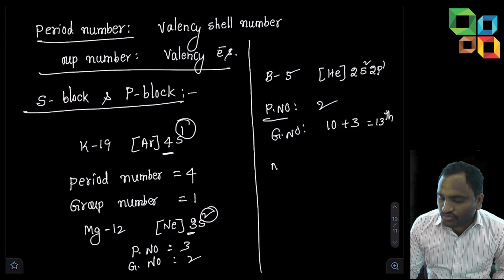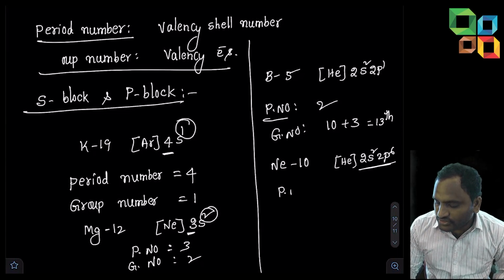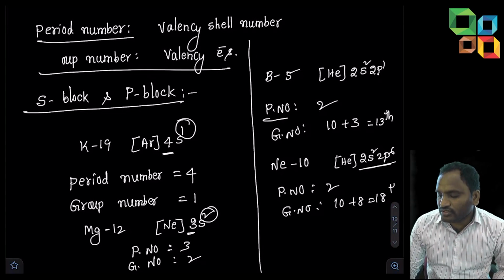Next, if you take neon, atomic number 10, helium, then also you can write 2s2, 2p6. So last, how many valence electrons are there? Group number, period number will not change. So only group number 10 plus 8, valence electrons 8, right? 18. This is modern notation.